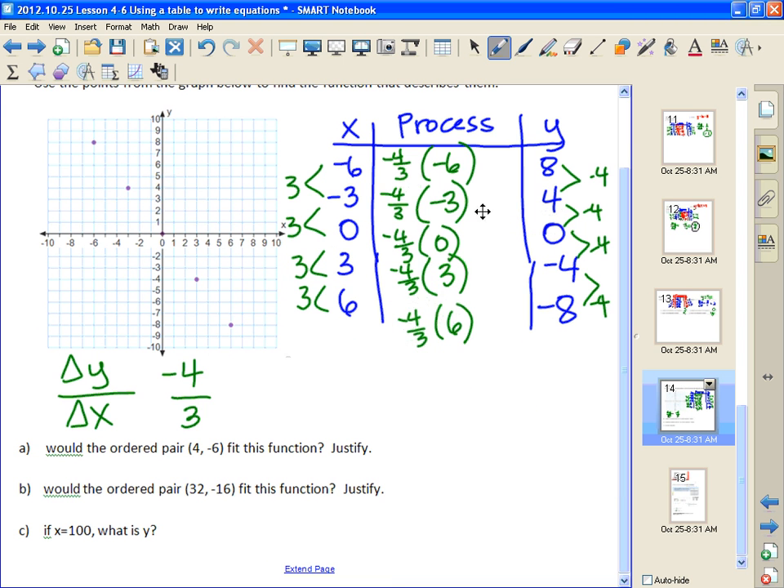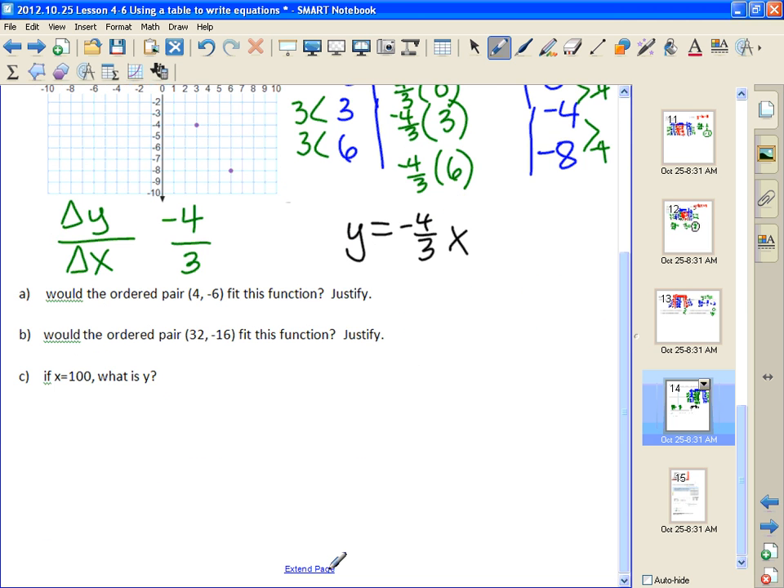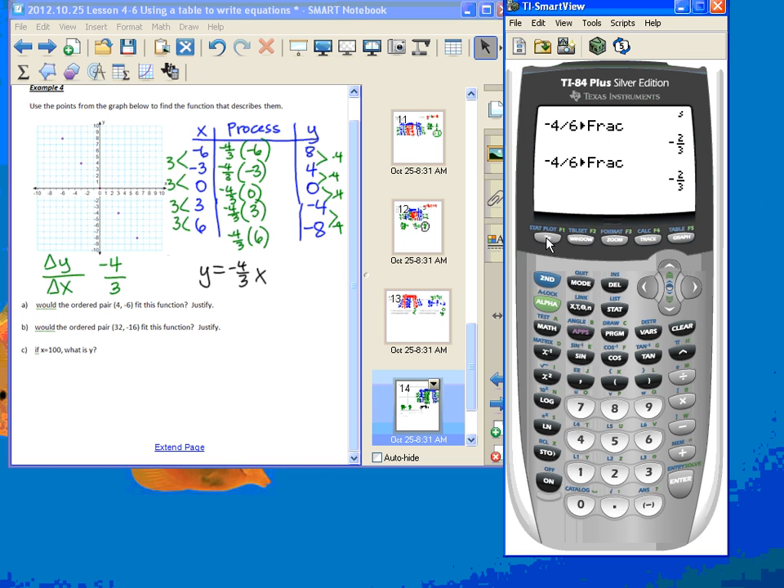Now, it doesn't ask for it, but what would the function rule or equation be for this one? Yep, y equals -4/3 x, right? Then it says, would the ordered pair 4, -6 fit the function and justify your answer? To find the answer, we're going to take our function and put it in our calculator. So we're going to go to y equals, and put in y equals -4 over 3 x.